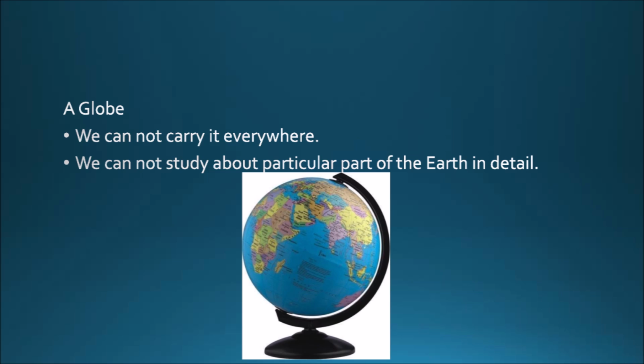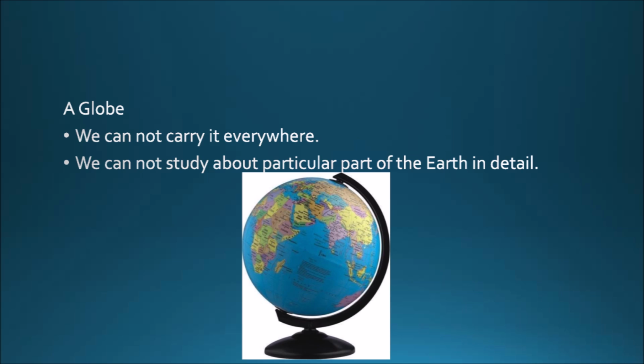See, you can see the globe. It is exactly like earth. It has the axis also, as we have read in our previous chapter. The axis is given, the north pole and the south pole, and it is tilted also. So it is exactly like earth, but we cannot carry this globe everywhere. It is not easy to carry everywhere.